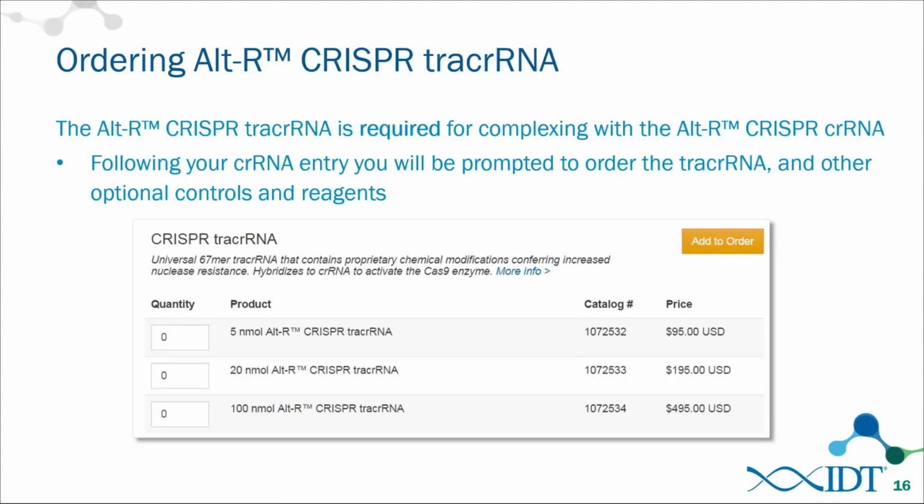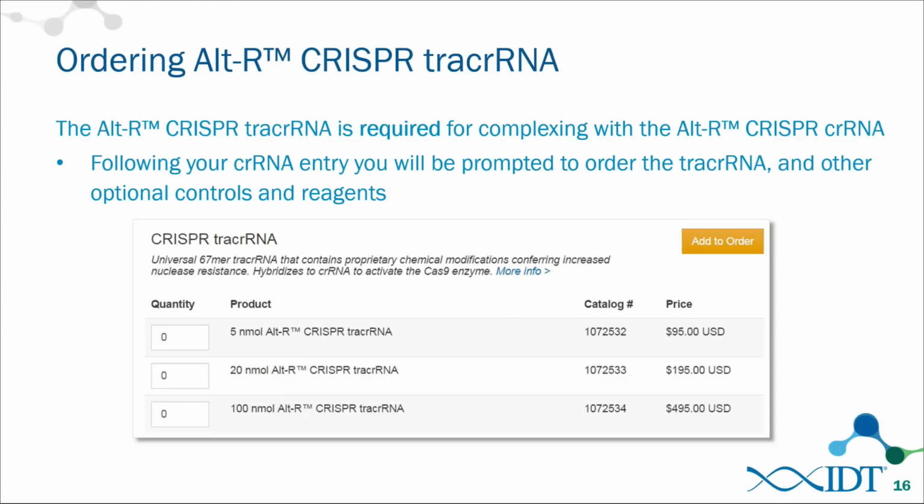Once again, the Alt-R CRISPR tracer RNA component is the universal sequence. It's a 67 nucleotide, rather heavily modified with a proprietary chemical modification pattern. Those mods do confer increased nuclease resistance. We offer the tracer RNA at 5 nanomole, 20 nanomole, and 100 nanomole amounts.